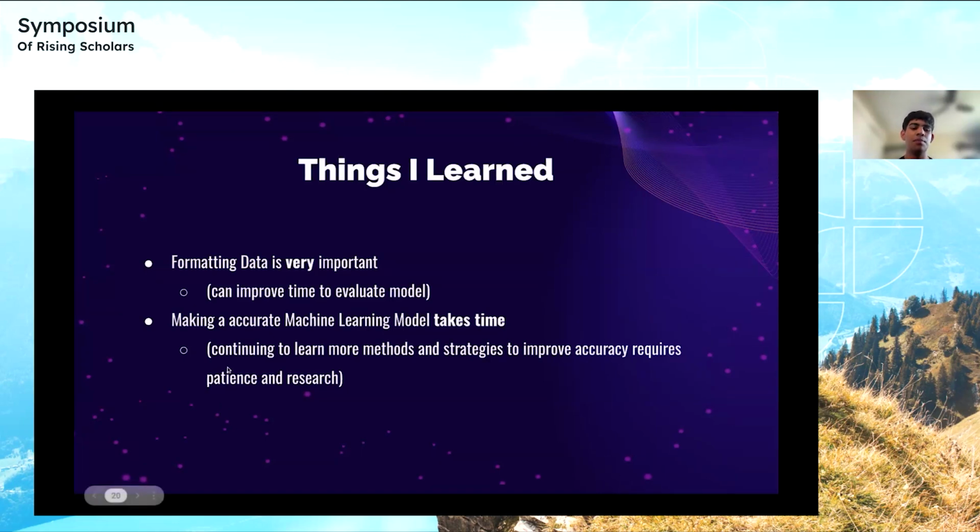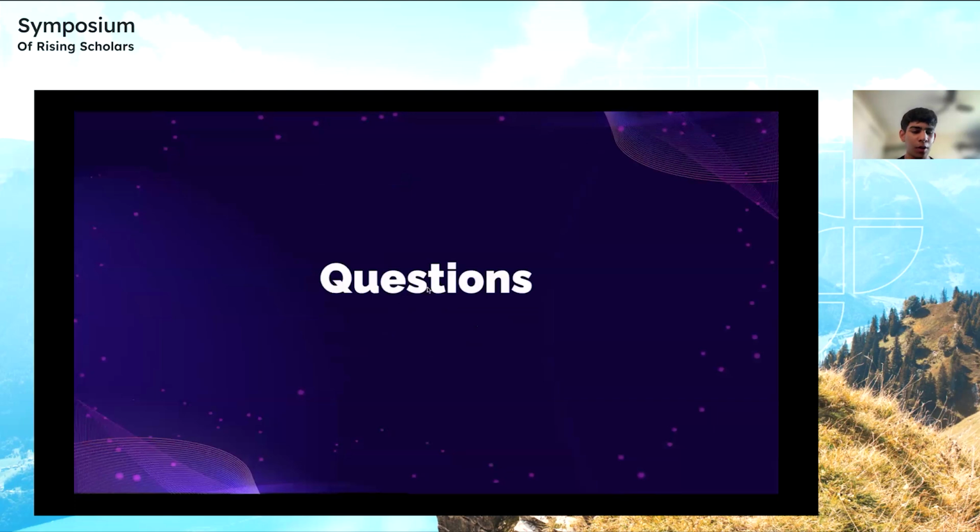And secondly, making an accurate machine learning model takes a lot of time, and it's really important that you continue to learn new methods and strategies along the way because that is how you grow as a researcher, as a person, and that's how you grow your character because it takes perseverance to make something good in the end. Without further ado, if you guys have any questions, please let me know. I'd be happy to answer them.